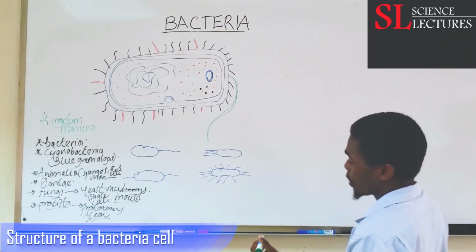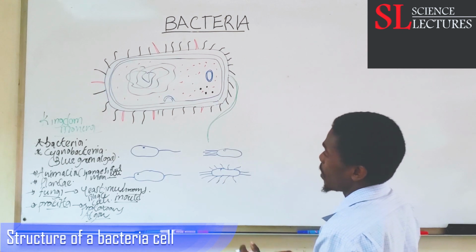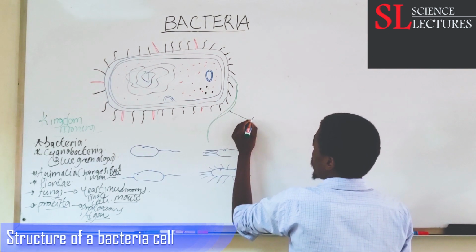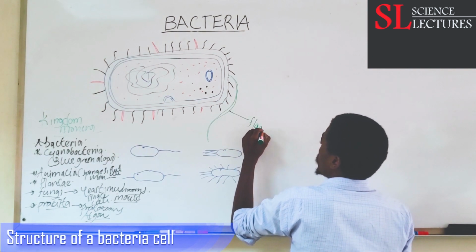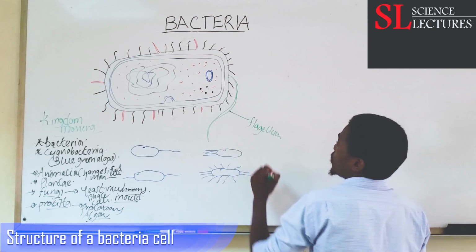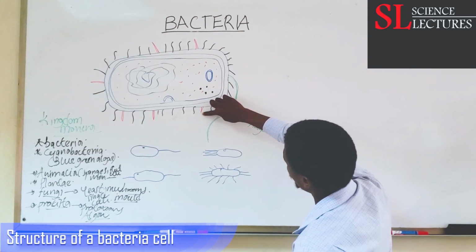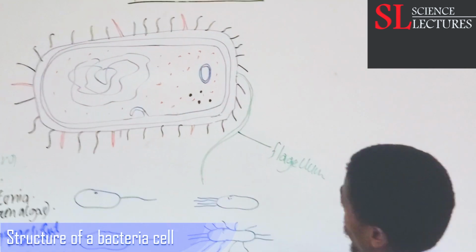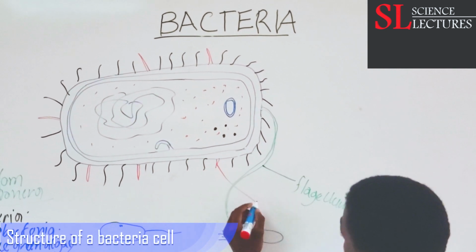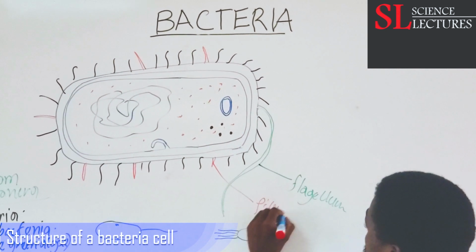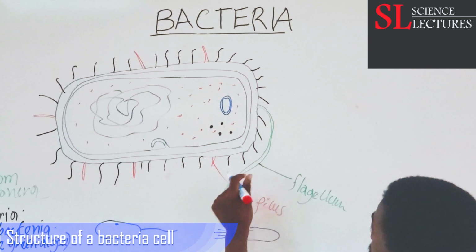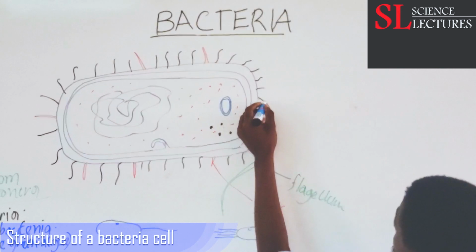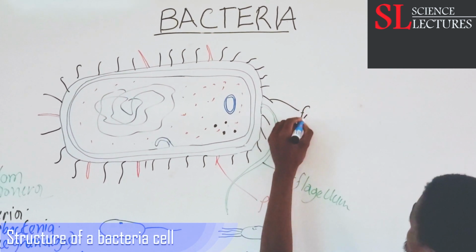So we are going to start with what we call the appendages, extensions of the cell. Our first appendage is the flagellum. Then we have some other cell extensions. This extension is called the pilus. Then we also have another extension there, which is called the fimbriae.